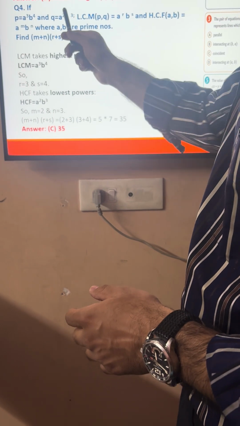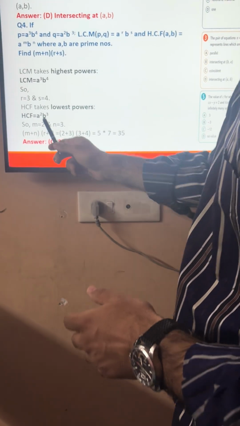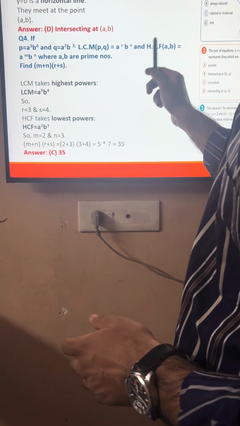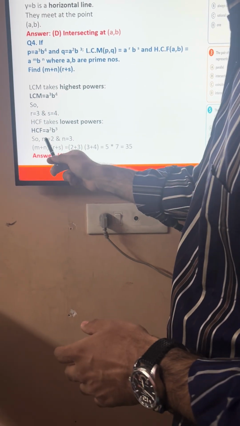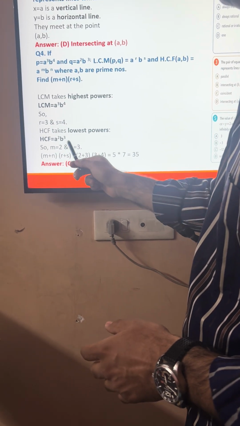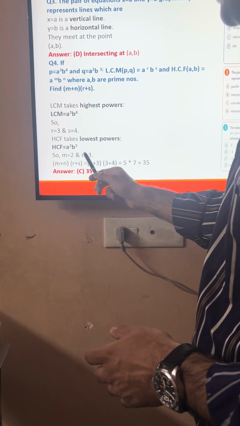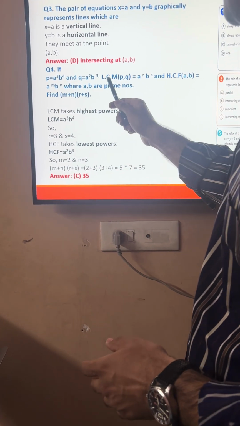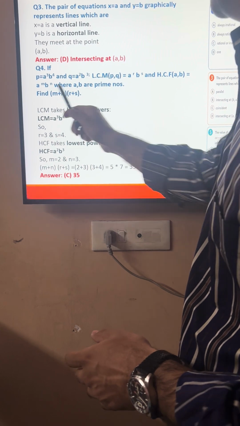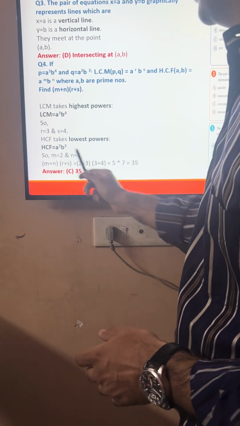I mean A square and B cube, the lowest power. And the same way we can find the values of M and N, M is 2 and N is 3. So if we got our R and S, we got M and N, because we were given LCM and HCF in this form. So we got all these four values.